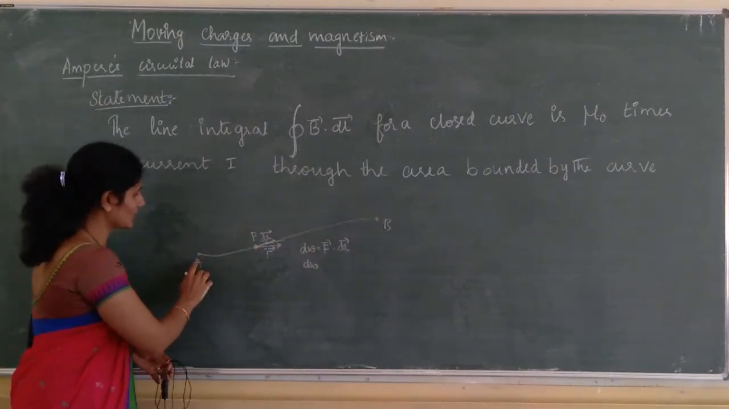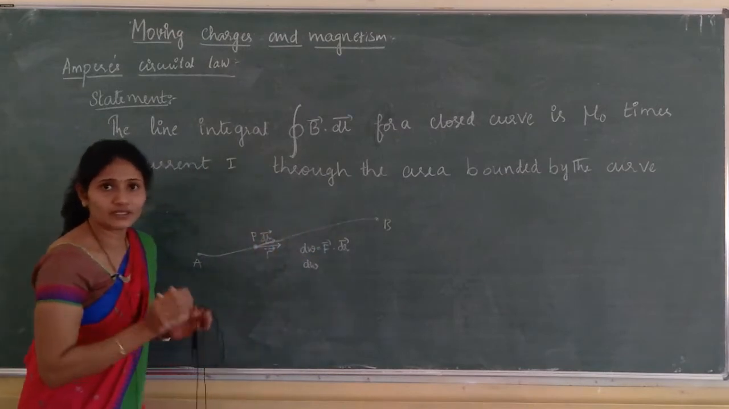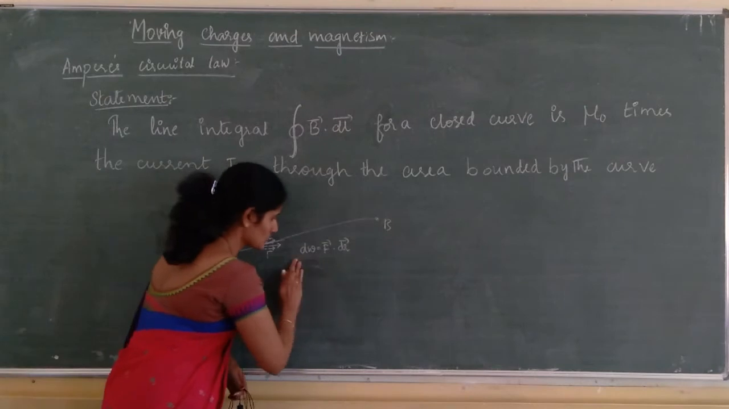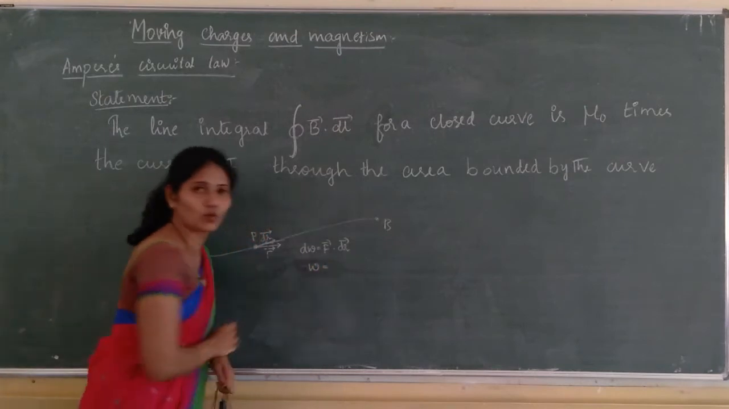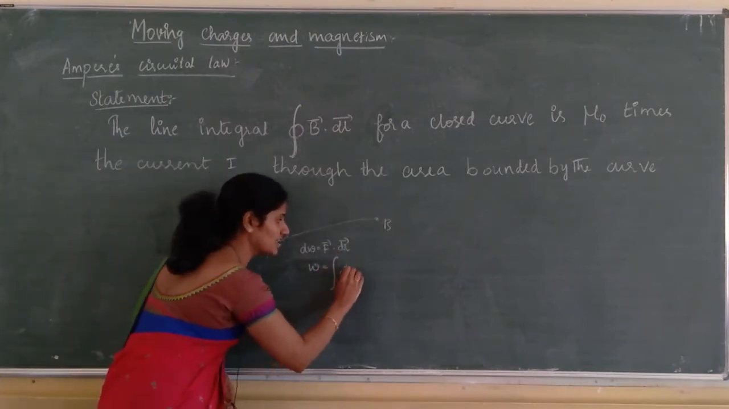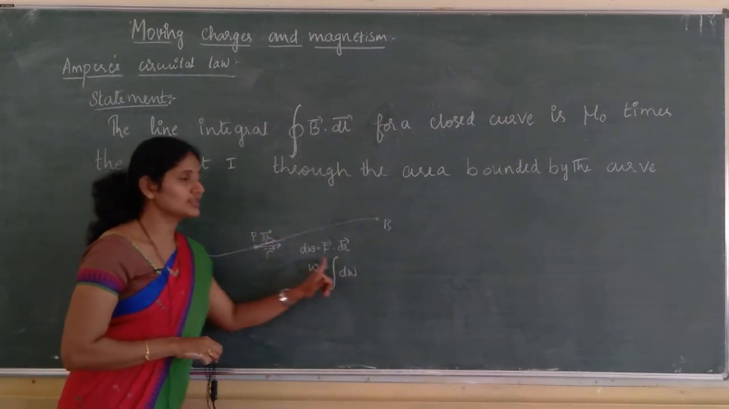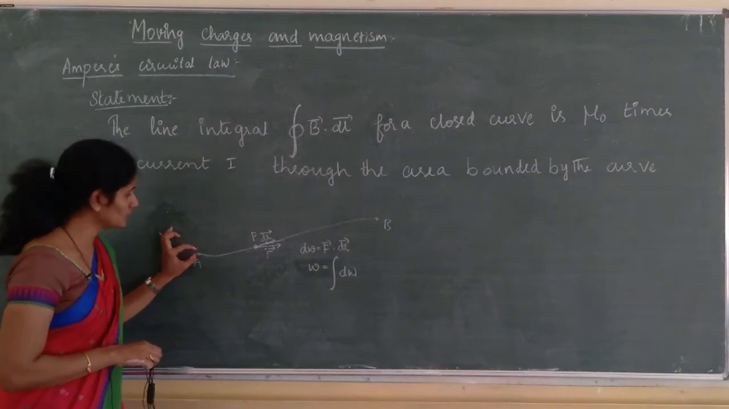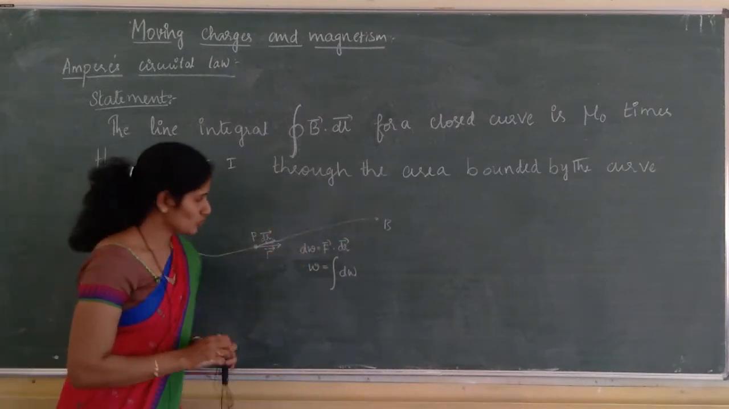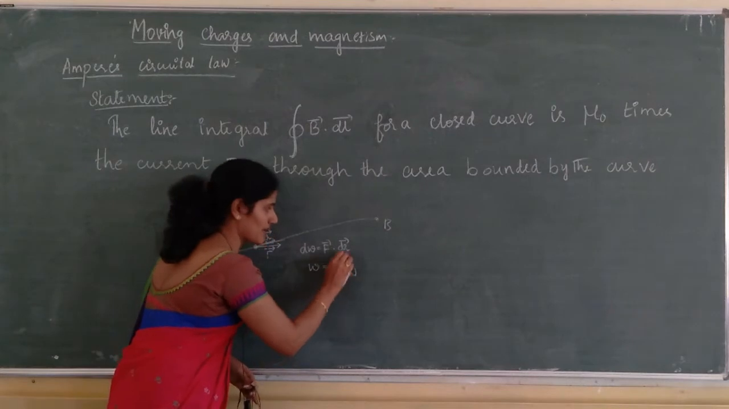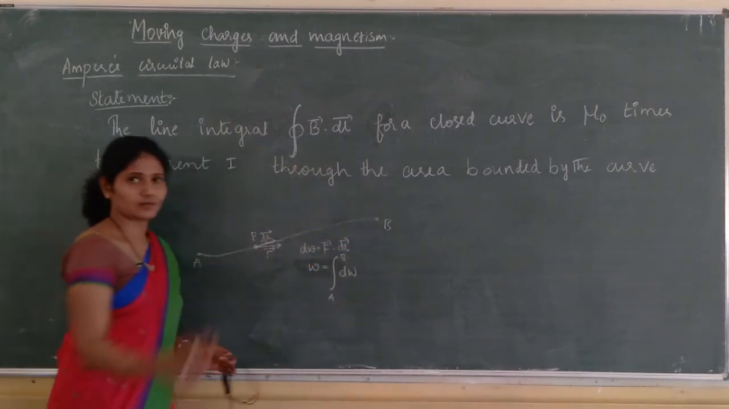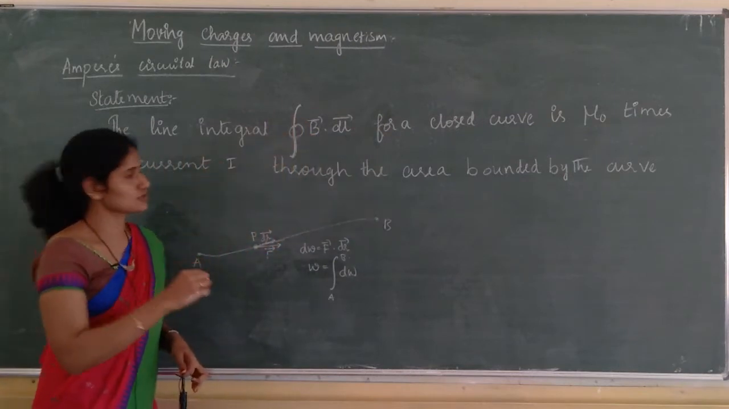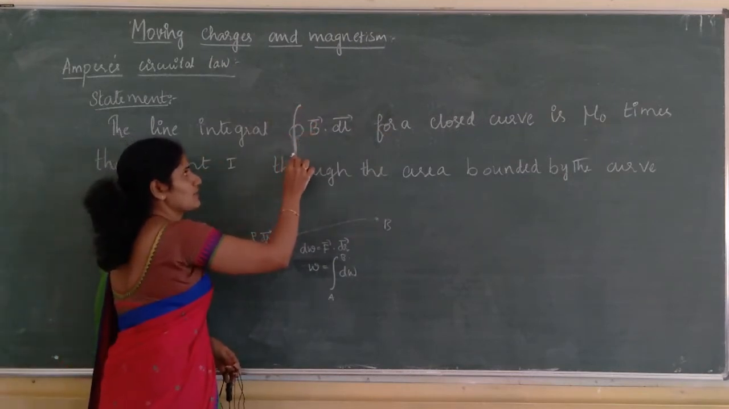Now we have to calculate the total work done in moving the object from A to B. What do we have to do? The total work done W is equal to the integration of dW. Integrating all the dW's, we get the total work done in moving the object from A to B. The lower limit is A, the upper limit is B. So this is the line integral. What about the closed line integral? The closed line integral is represented by this symbol.